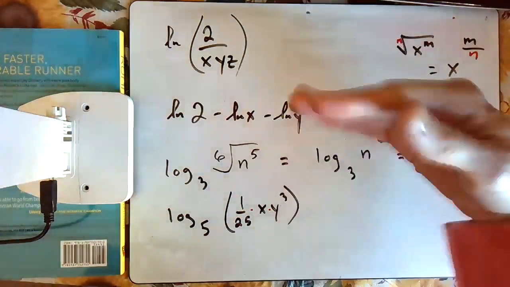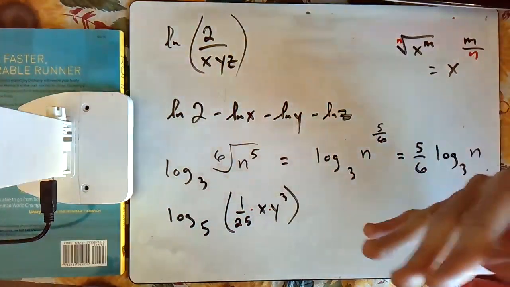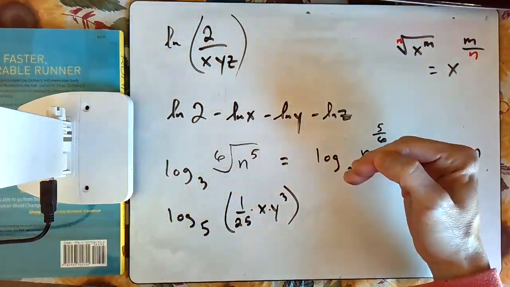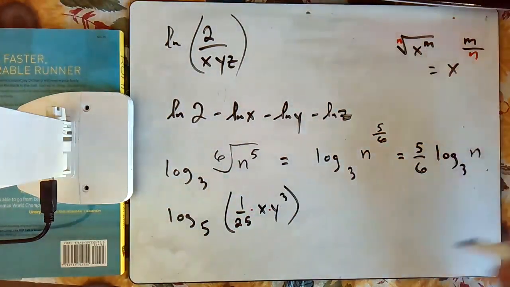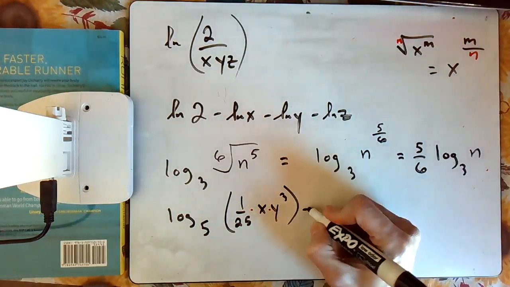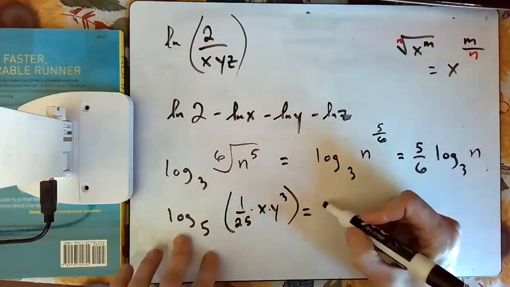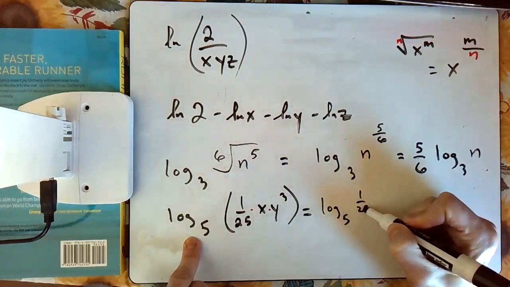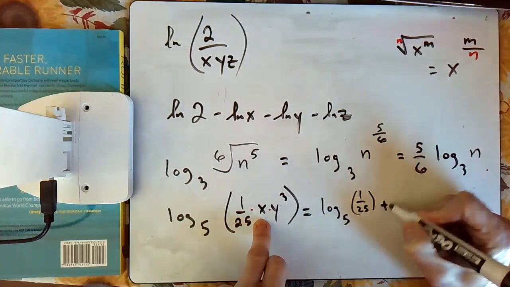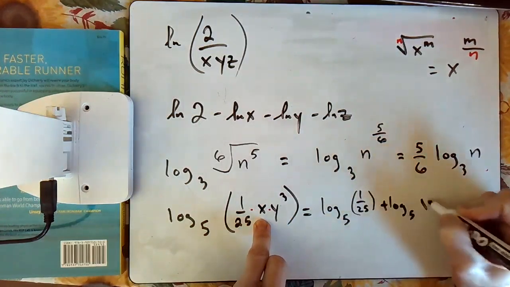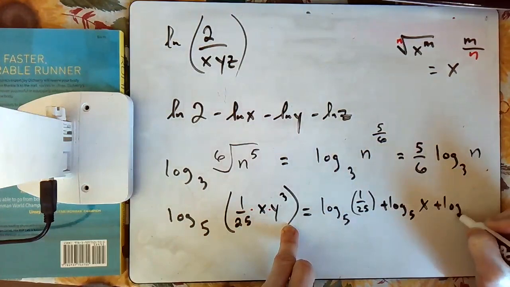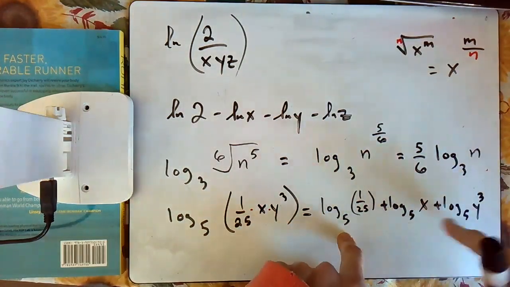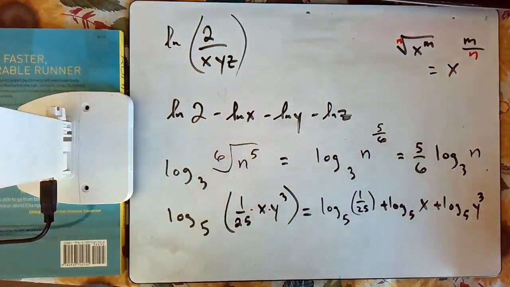And remember, how do we do this in terms of hierarchy? Well, when you're expanding, you do product first if it's happening, then quotient, and then power rule. So the first thing that we're going to do is expand it via the product rule. So we have log base 5 of 1/25 plus log base 5 of x plus log base 5 of y cubed. And remember, don't forget, always the bases are 5 in this instance right here.